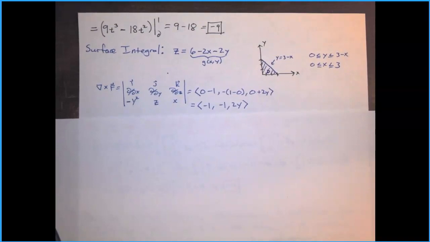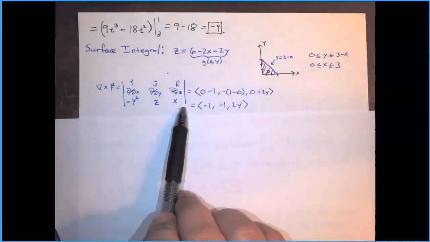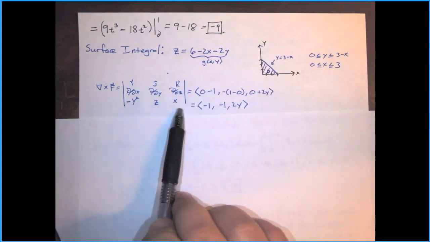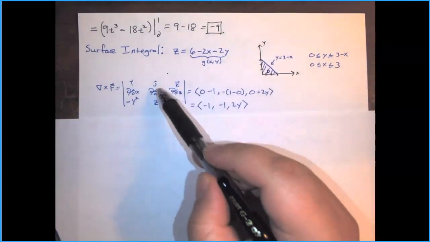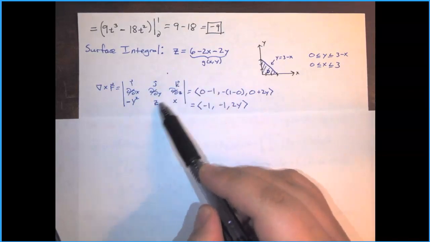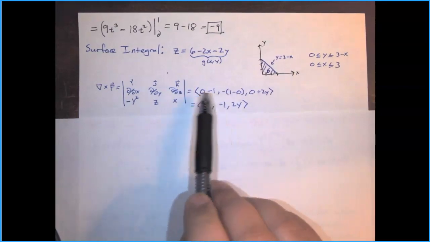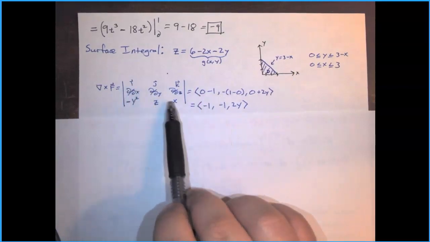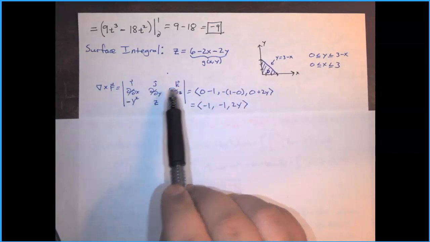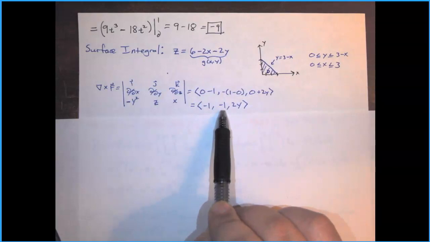I need to take the curl of my vector field. So I set up these partial derivative operators. My vector field was negative y squared, z, x. I start taking partial derivatives. The partial derivative of x with respect to y is 0, minus the partial derivative of z with respect to z, which is 1. That gives me negative 1. The partial derivative of x with respect to x is 1, minus the partial derivative of negative y squared with respect to z, which is 0. That also gives me negative 1.